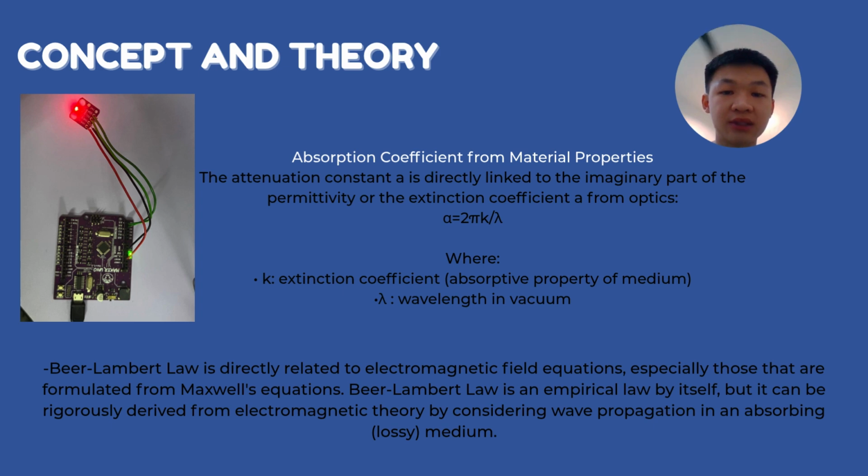As you can see, the absorption coefficient from the material properties has the equation alpha equals 4 pi k over wavelength, where k is the extinction coefficient and the wavelength is in vacuum. So the Beer-Lambert law applied in this concept is directly related to the EM equations, especially those formulas from the Maxwell equations, and can be rigorously derived from electromagnetic theory by considering wave propagation in an absorbing medium.